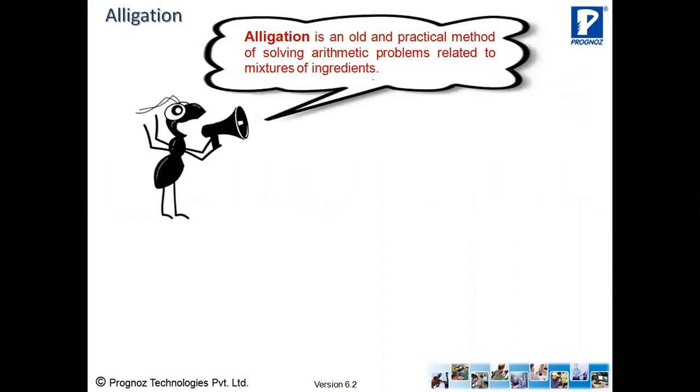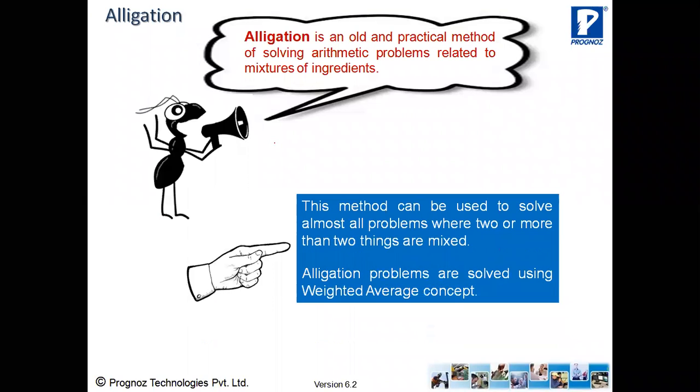Alligation is an old and practical method of solving arithmetic problems related to mixture of ingredients. Whenever there is mixture, alligation is used. And this method can be used to solve almost all problems, mark कीजिए, where two or more things are mixed. Almost all problems. And alligation problems are solved using weighted average concept, जो अभी हमने किया. The same weighted average concept is used here.